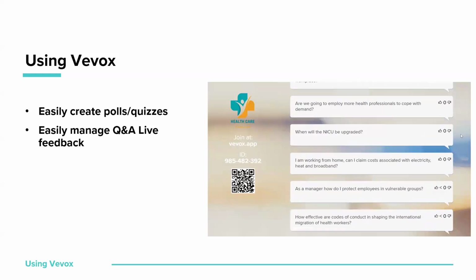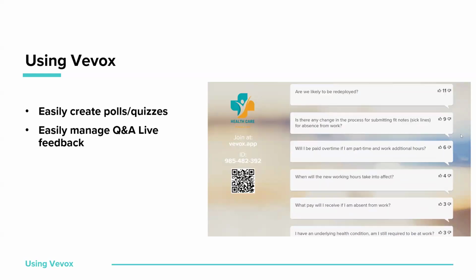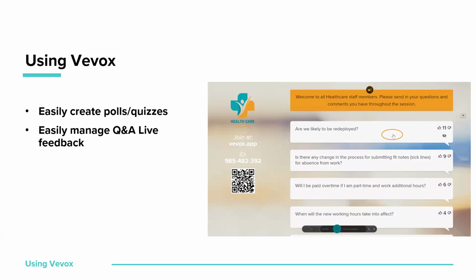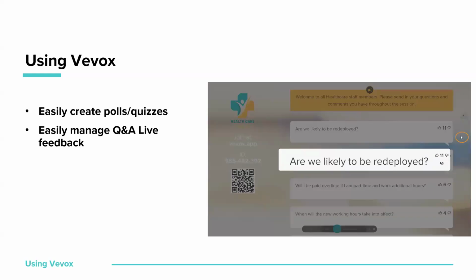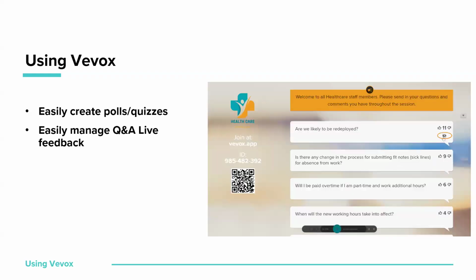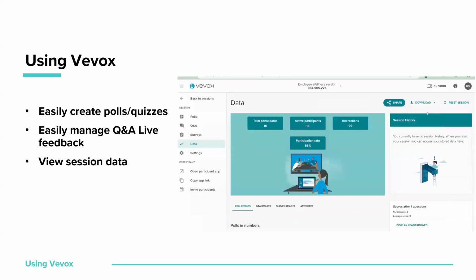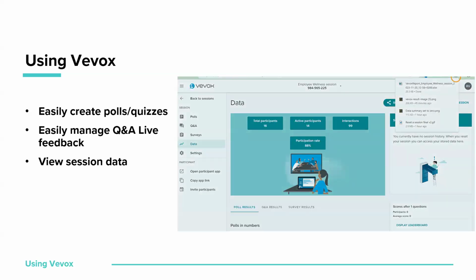So in this, you're just clicking into a Q&A question, and once you've answered that question, you can just exit out of it and go to the next one. You can view session data as well. So you can download it as an Excel spreadsheet if you need to.